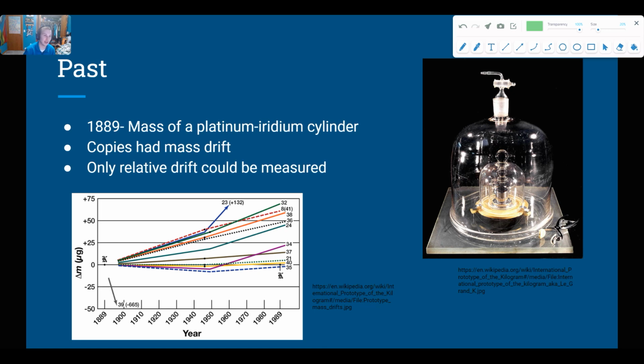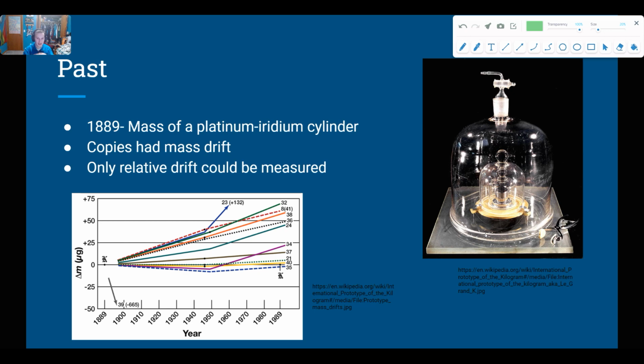Well, the answer is that copies were made. I think there were about 12 copies made along with the original prototype back in 1889, and they were sent to different countries: one to the United States, one to Germany, one to the UK. And then from those standards in each country, you can make more standards, and use those to build a scale or a measurement device that can detect 1 kilogram.